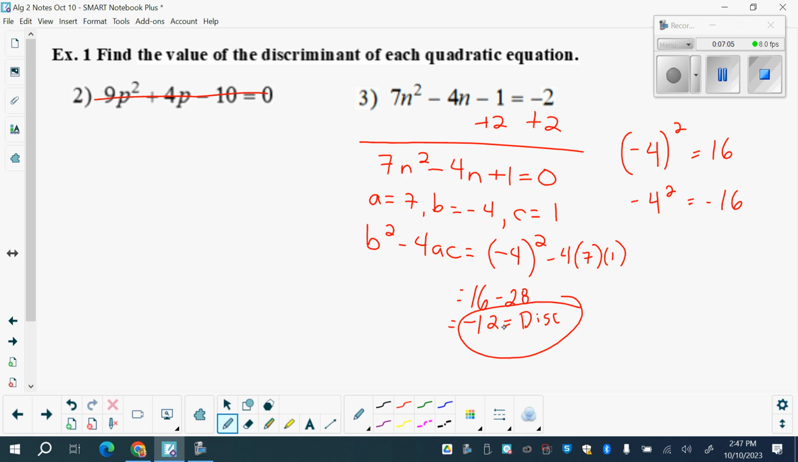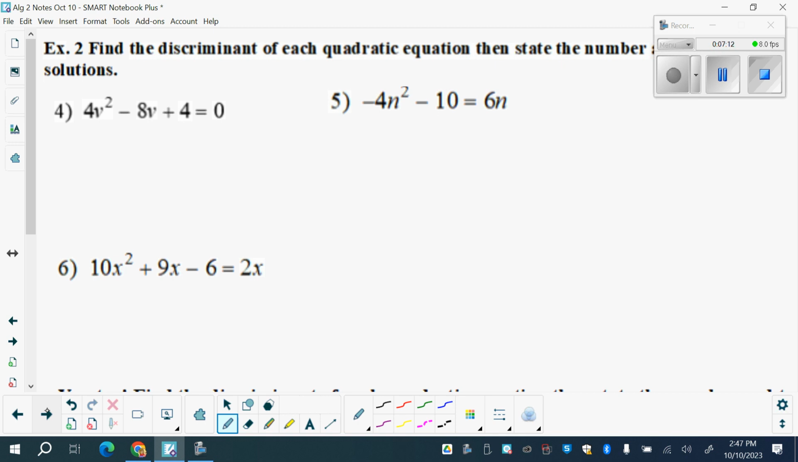This part of it is pretty easy, but now we're going to go on to the questions where we have 2 parts to it. Now we're going to find the discriminant and then state the number and type of solutions. So is this in standard form, number 4? Yeah. So what are A, B, and C? C is 4.